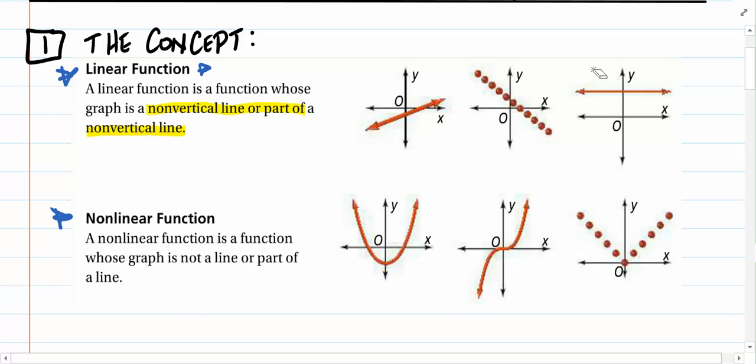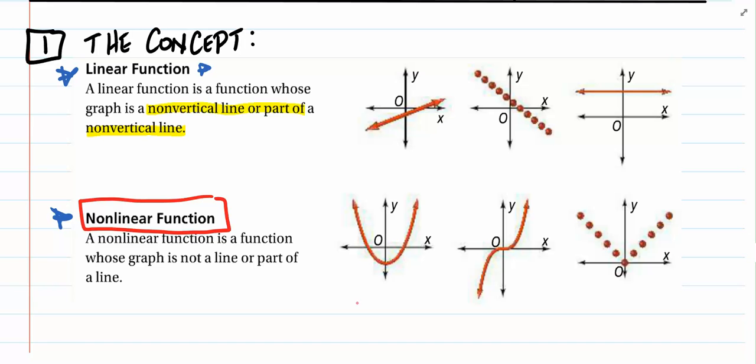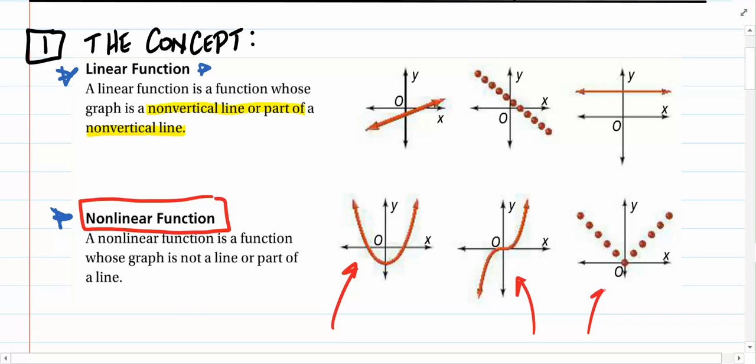Now, if we're dealing with a nonlinear function, well, then the graph could look like anything other than a line. So the definition for us of a nonlinear function is a function whose graph is not a line or part of a line. So it could look like a parabola, it could look like a cubic, or it could look like absolute value points. Anything that doesn't look like a line, we're going to call a nonlinear function. That's the deal for box number 1.